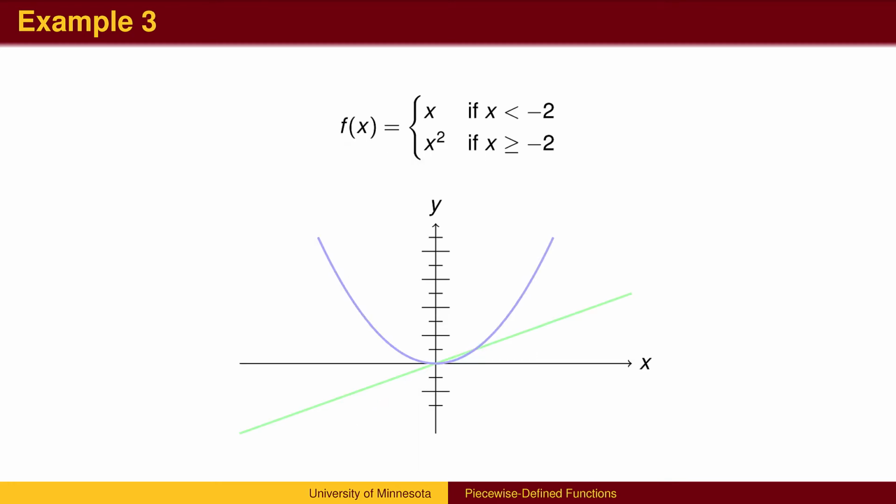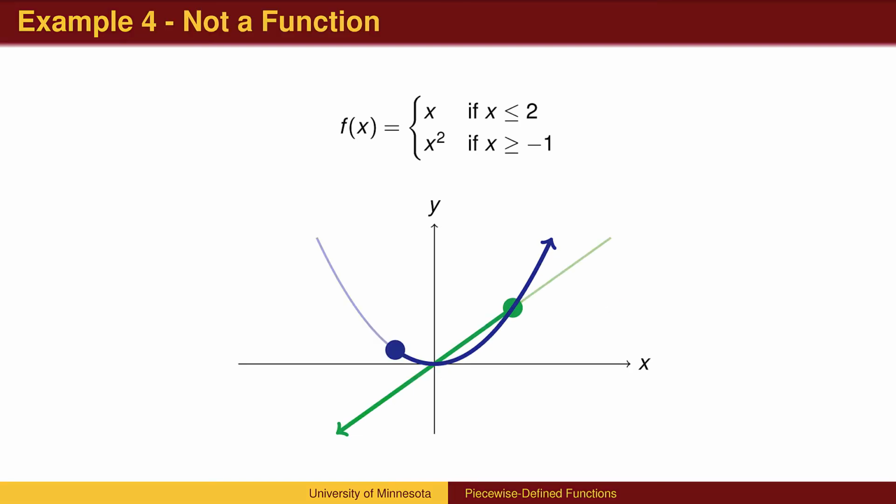It is not necessary for the pieces to connect. Here, the end of the line is at a y value of negative 2, but the parabola begins at a y value of 4. This is not a function. For each value of x, it must be clear which piece should be evaluated, the blue piece or the green piece. The domains that determine which function to use should not overlap.